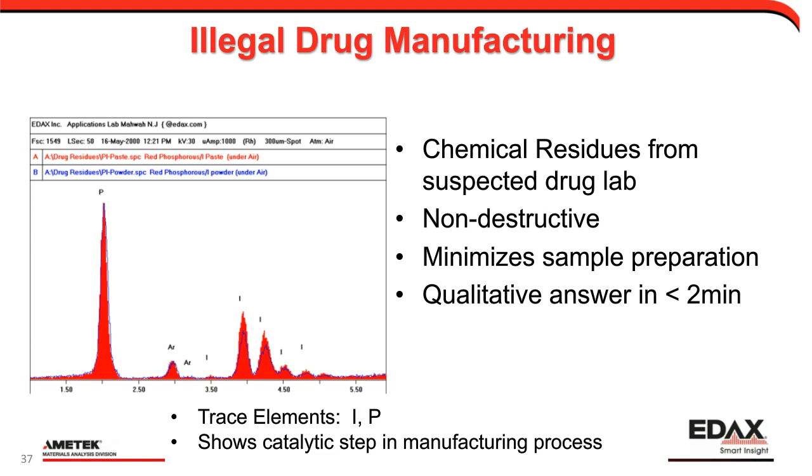The sample preparation is very simple. Because iodine is corrosive, you want to keep it sandwiched in between two thin X-ray transparent foils of plastic, sealed in between those two plastic foils. And you can get a quick answer on whether there's phosphorus and iodine present in the residues in less than a couple of minutes. And that demonstrates that you have in the residues the various catalytic components involved in the manufacturing process for something like a methamphetamine.